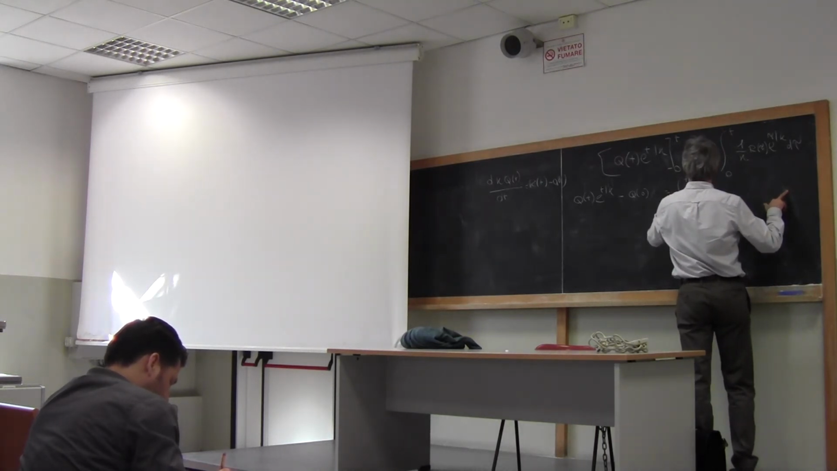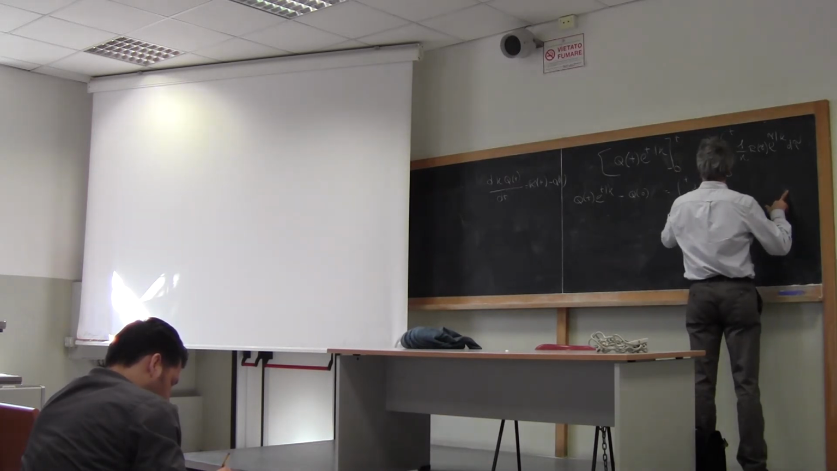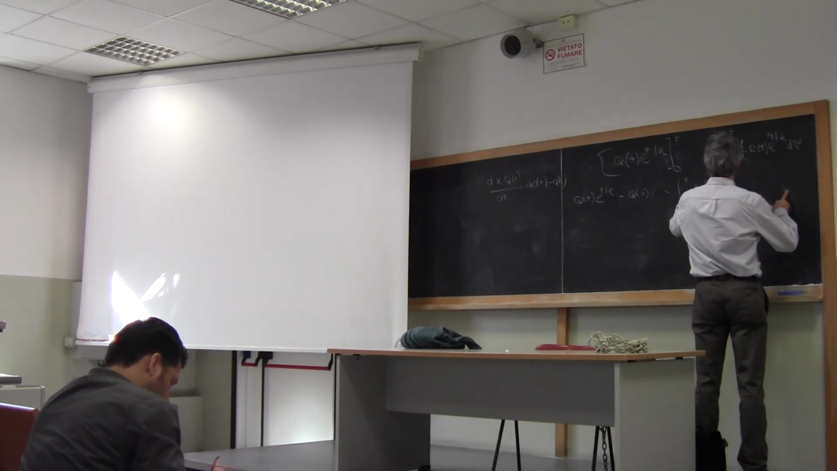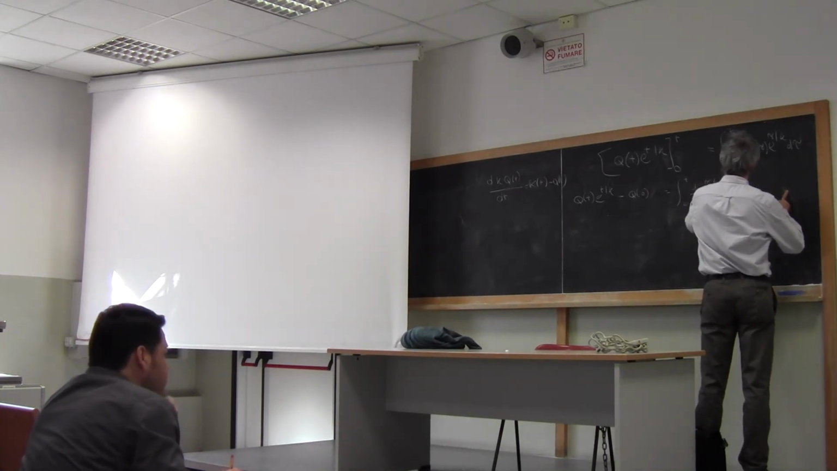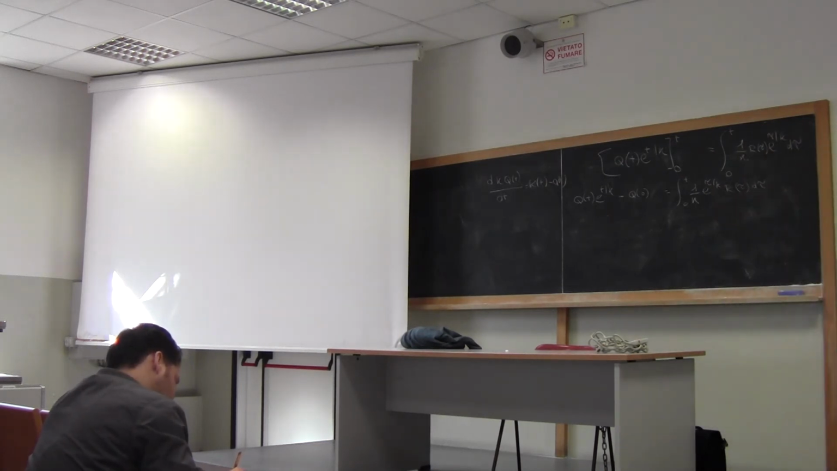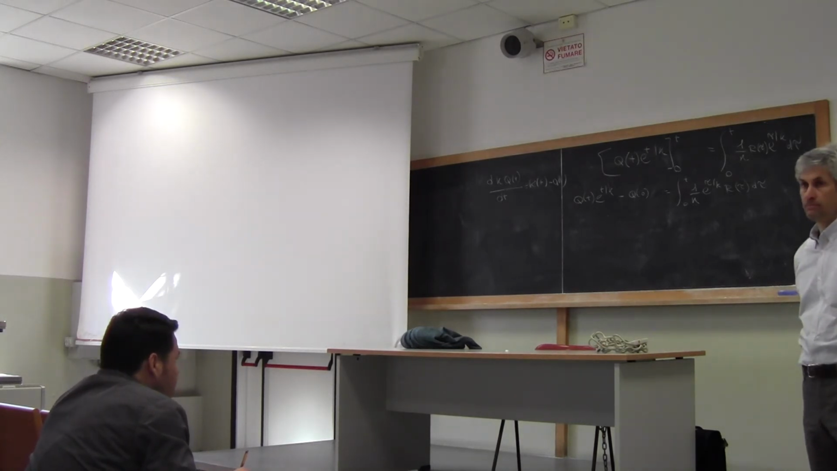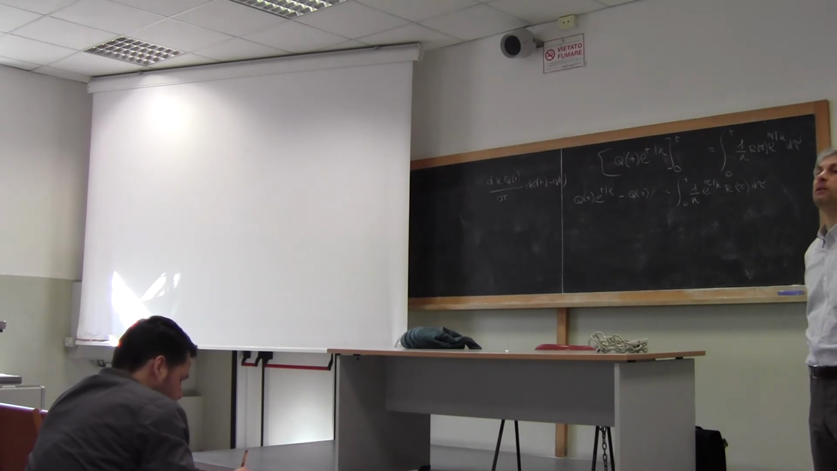But let me just put it in this way: 1 over k e to the power of tau over k times r tau d tau. Any doubt? Yeah, please. Why did we use a tau in the integral?